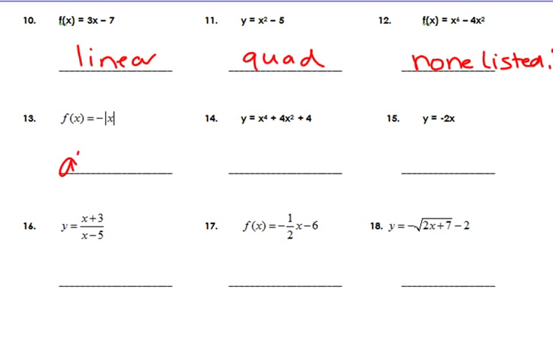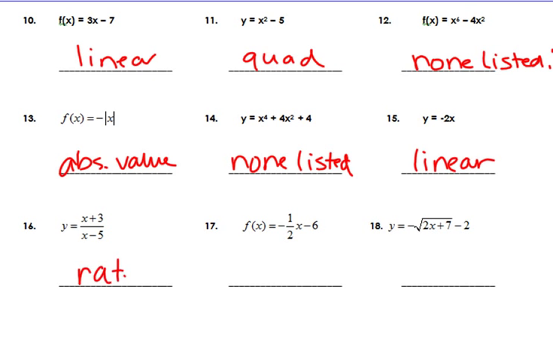Number 13 is absolute value. Number 14 is x to the 4th. That's a polynomial function, so again, none listed. 15 would be linear. 16, we have an x in the denominator, so rational. 17, we'd have a fraction, but not a variable in the denominator, so this one's linear, x to the 1st. And 18 is a square root. So hopefully those made sense to you. If you have any questions, let me know.